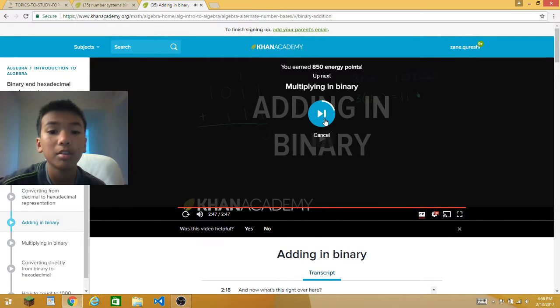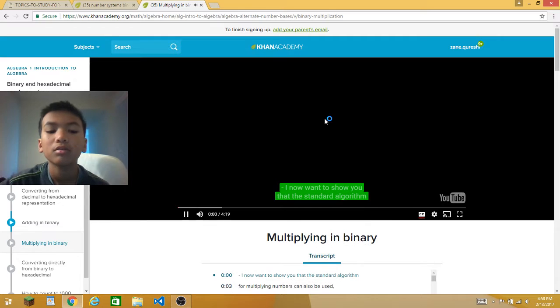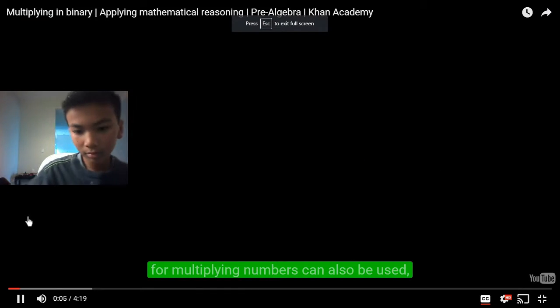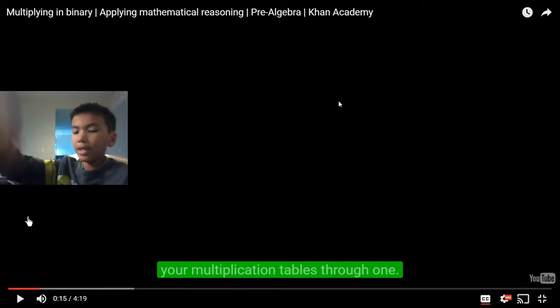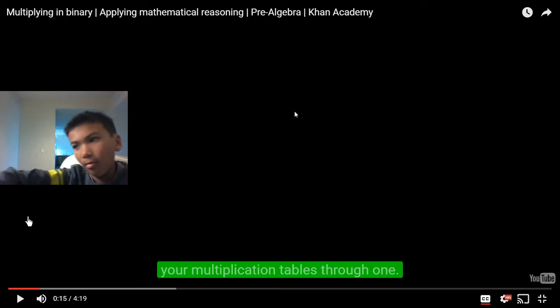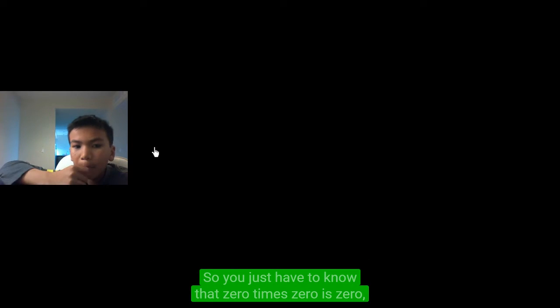That's actually pretty smart. Let's start multiplying. I now want to show you that the standard algorithm for multiplying numbers can also be used. It's not just limited to base 10. It can be used in any base, but we're going to do it in base 2. Base 2 is especially fun because you only have to know your multiplication tables through 1. You just have to know that 0 times 0 is 0, 1 times 0 is 0, and 1 times 1 is 1. And then you're ready to multiply in base 2.